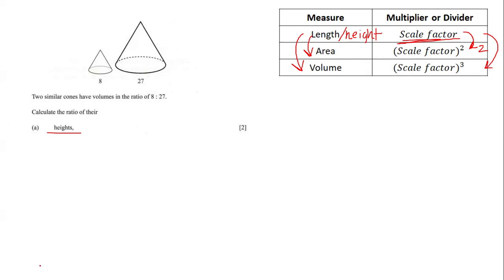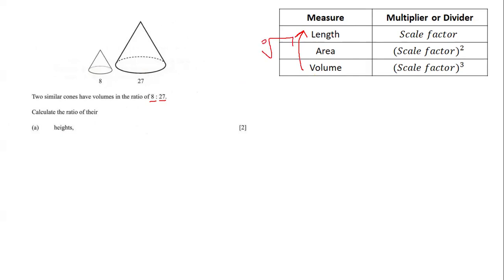Now, how is the information that they give us inside this question useful? Well, it tells us that these two similar cones have volumes in the ratio 8 to 27. And so they're giving us the volume scale factor. If we are given the volume scale factor and we want to figure out the length scale factor, we're not going to raise it to the power of 3. We're going to take the cube root.